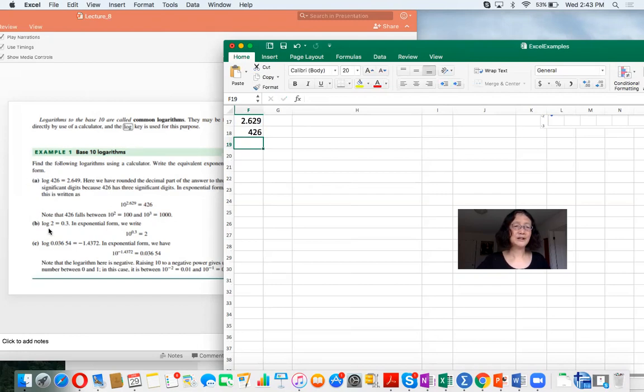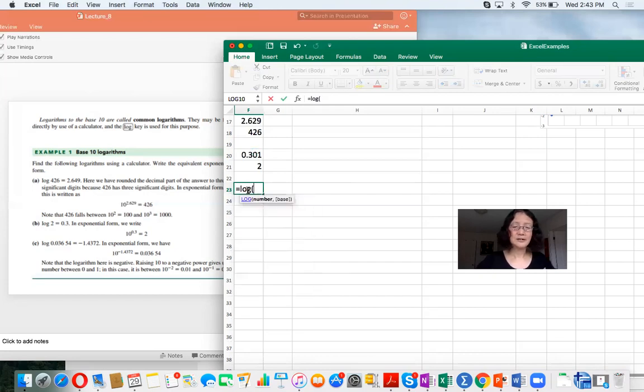Let's do B. Log 2. What is log 2 equal to? Okay. So equal to log base 10 of 2, equal to 0.301. How do you verify? You use exponential, equal to 10 raised to power 0.301. And the result should be 2. Okay. Last question, C.